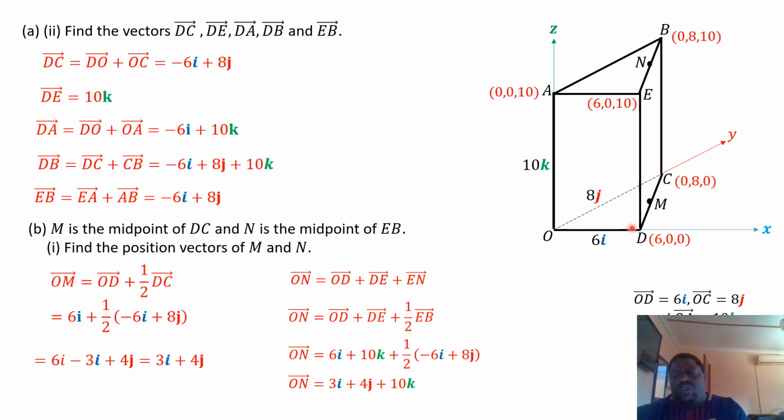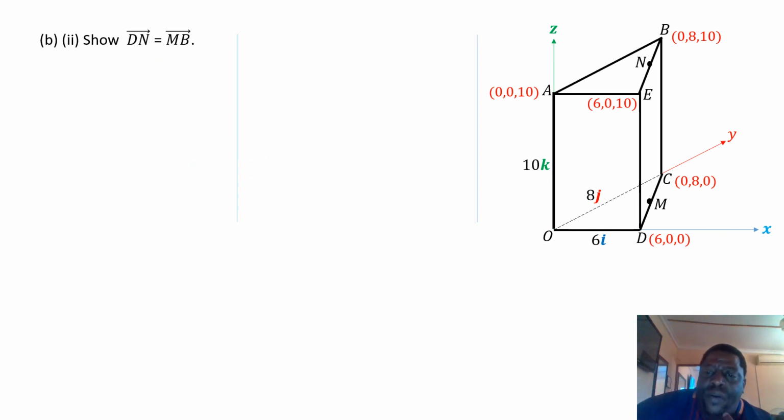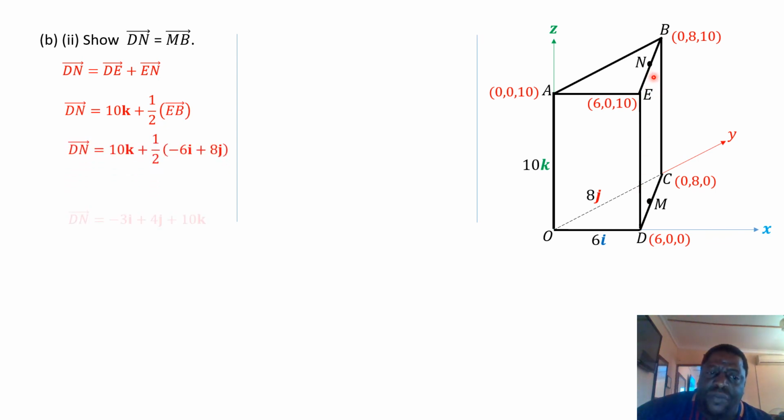So it's like you're starting at a certain point. How do you go from this point in terms of the directions? And you use those base vectors. Right. So show that DN equals MB. D to N is the same distance as M to B, so it's like drawing those lines there. DN, first of all, is nothing but DE plus EN. So DE is 10k plus EN, which I already know is half of what I had before. That's what I arrive at.